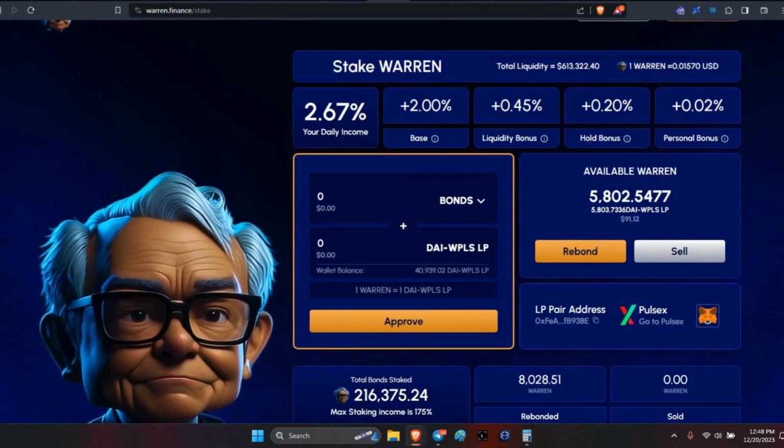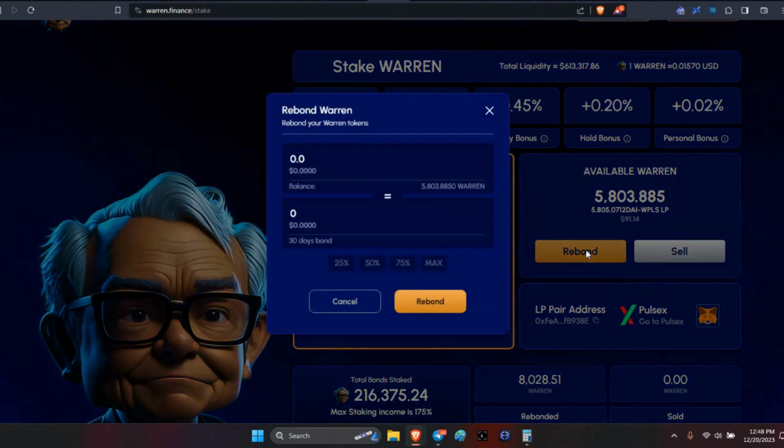So the first thing I want to do is go ahead and rebond this because I don't need the funds. I may just rebond for the rest of the month until January 1st. Whatever. So I'm going to rebond. But one thing I want to note here is the amount of LPs I have in my wallet. I have 40,939.